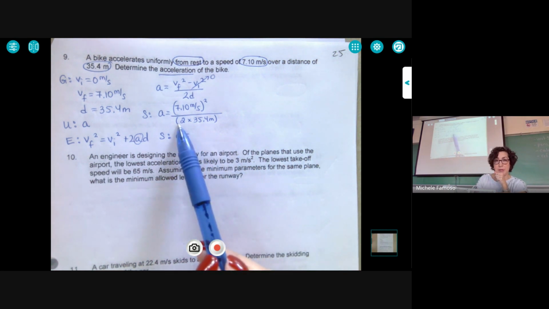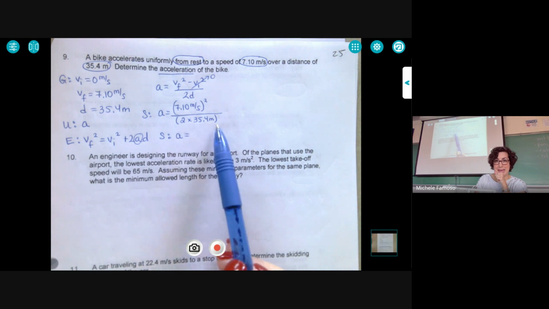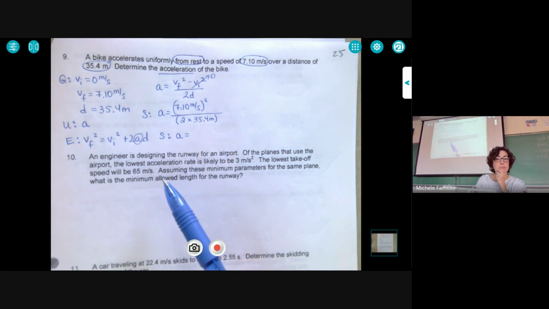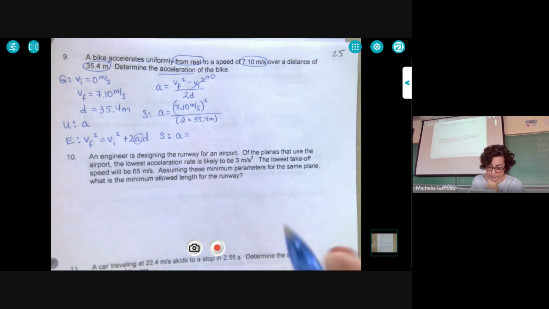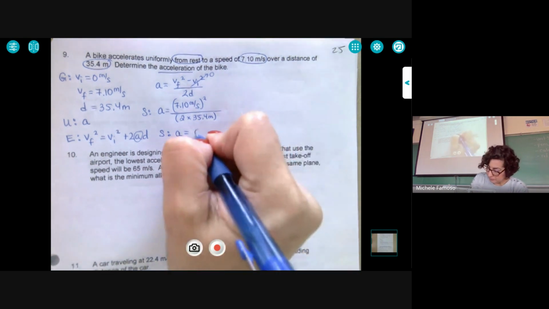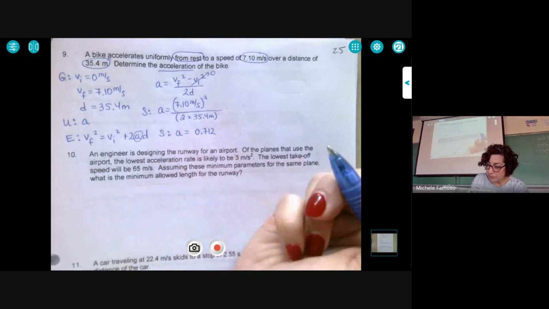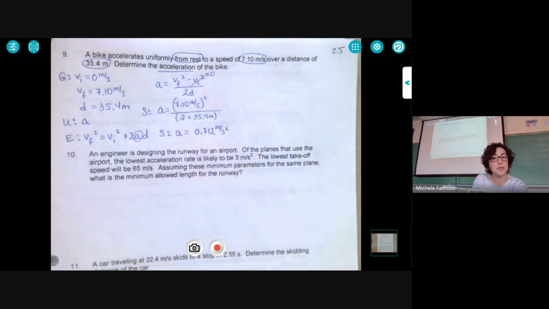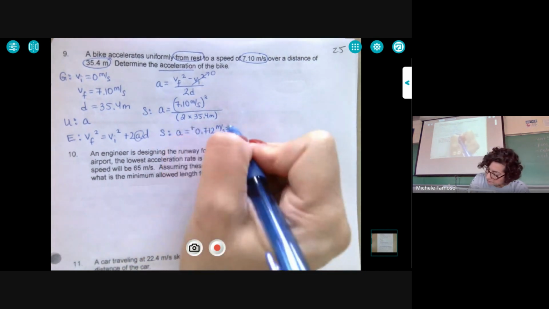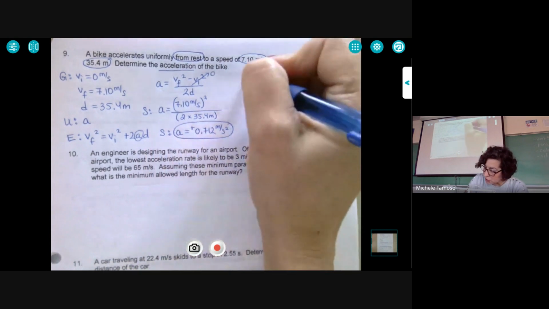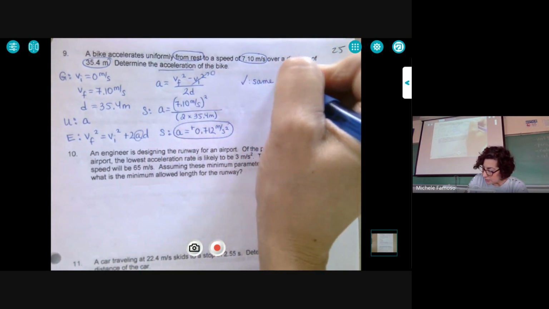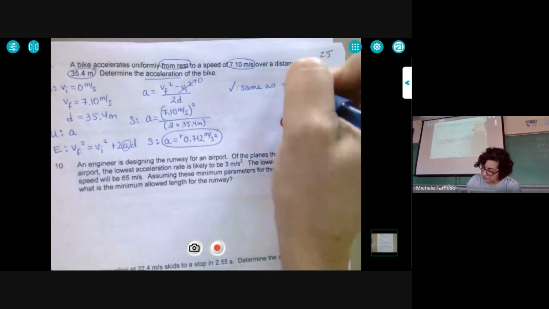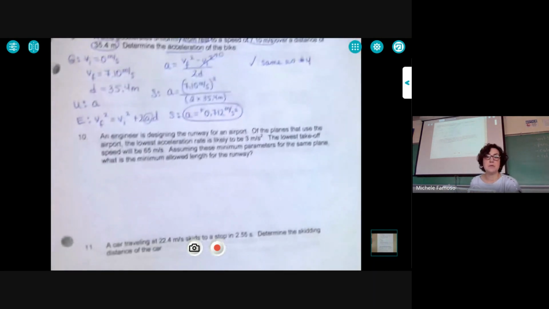So in the denominator, make sure you put a parenthesis in front of the 2 and after the 35.4, not one in between. Takari, do you think you have it? 0.712 meters per second. Yeah. And what's the direction of this? Because acceleration is a vector. Correct. And the check, same as number 4. Same as number 4, so I'm not going to repeat it.